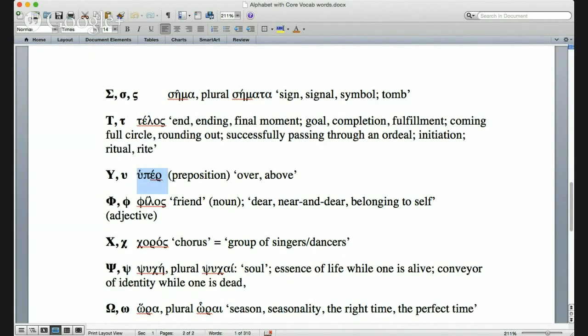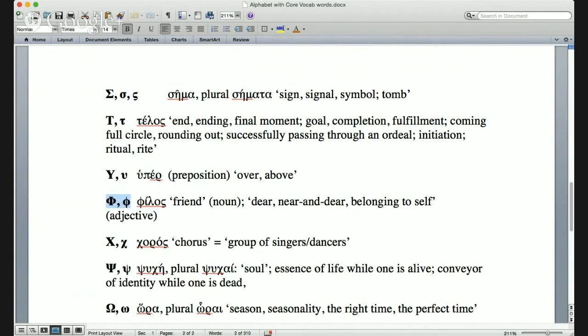a preposition meaning over or above. And when a Greek word comes into English, very often an upsilon turns into a Y. So in English we have hyper, which now is a separate word, although it was just a preposition in Greek. Okay, moving on to the fourth to the last.